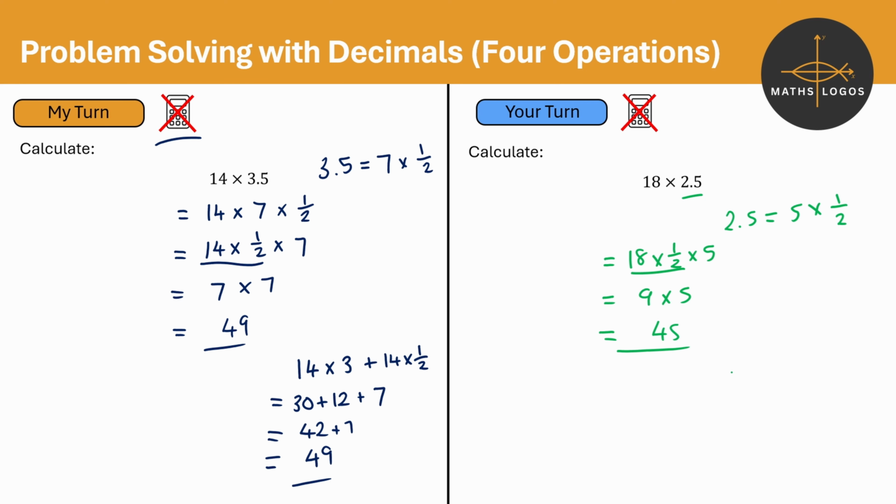The other way to do it is to think of it as 18 multiplied by 2, and then adding on a half of 18, like this. 18 multiplied by 2 is 36, and then 18 multiplied by a half is 9. If I add these together, it gives me 45. So you can do it that way as well.